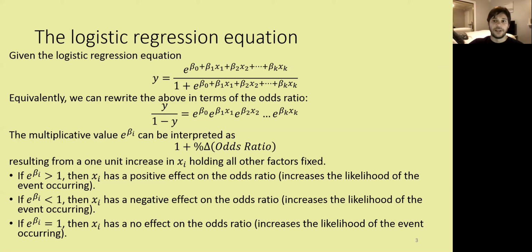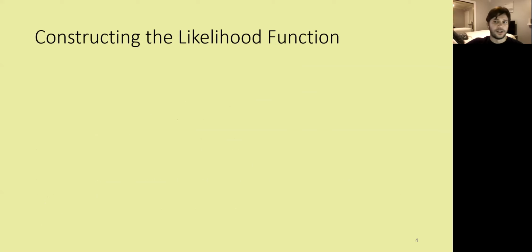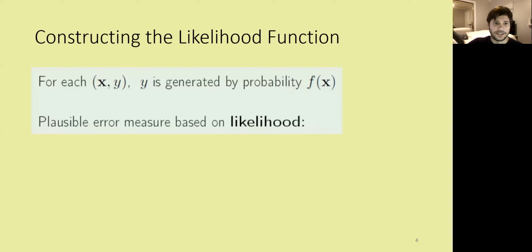Now, the likelihood function is kind of an ugly thing to construct here, so I'm going to go through some of the basics rather quickly. For every pair of observations, X and Y, X the input data and Y the outputs, Y is generated by some data generating process. And what is that process doing? Well, it is a function that associates the probability of Y with a particular value of the X's.